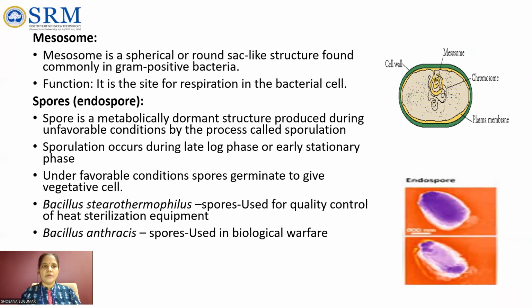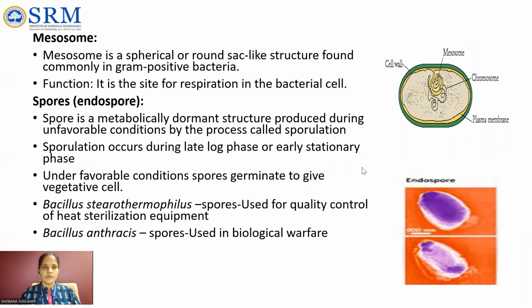And the next important internal structure is the mesosome. Here in this diagram, you can see the mesosome. This is a spherical or round sac-like structure found commonly in gram-positive bacteria. This is the site for respiration in the bacterial cell.